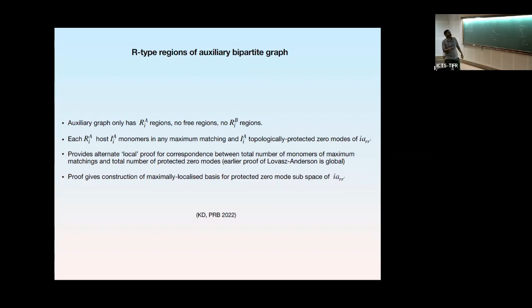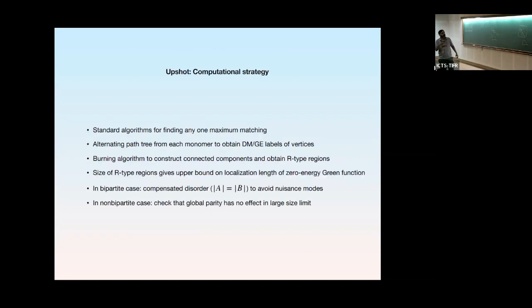It's an auxiliary graph, it only has RA regions, no RB regions, and it has IA monomers in any maximum matching. Any such region has that many monomers and that many topologically protected zero modes, this time of type A. This is the generalization. And again, this theorem that the total number of monomers equals the total number of topologically protected zero modes goes by the name of the Lieb-Sanderson theorem. But what I've got now is a local proof, and that gives me a construction of these modes.